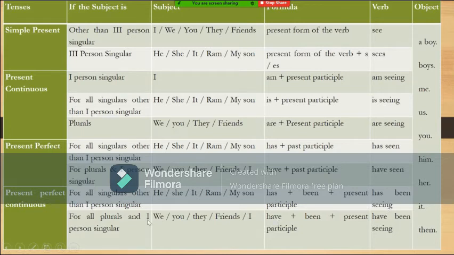For plurals, we, you, they, you take any one of them. Have. For plurals, you have to use have. Then to indicate perfect tense, you have to use past participle. We cannot use seen, seeing. So here, which helps us? Be form verb helps us. What is the past participle form for be form? Been. So have indicates present. Been, past participle indicates perfect. Seeing, present participle indicates continuous. So for present perfect continuous, we have been seeing.